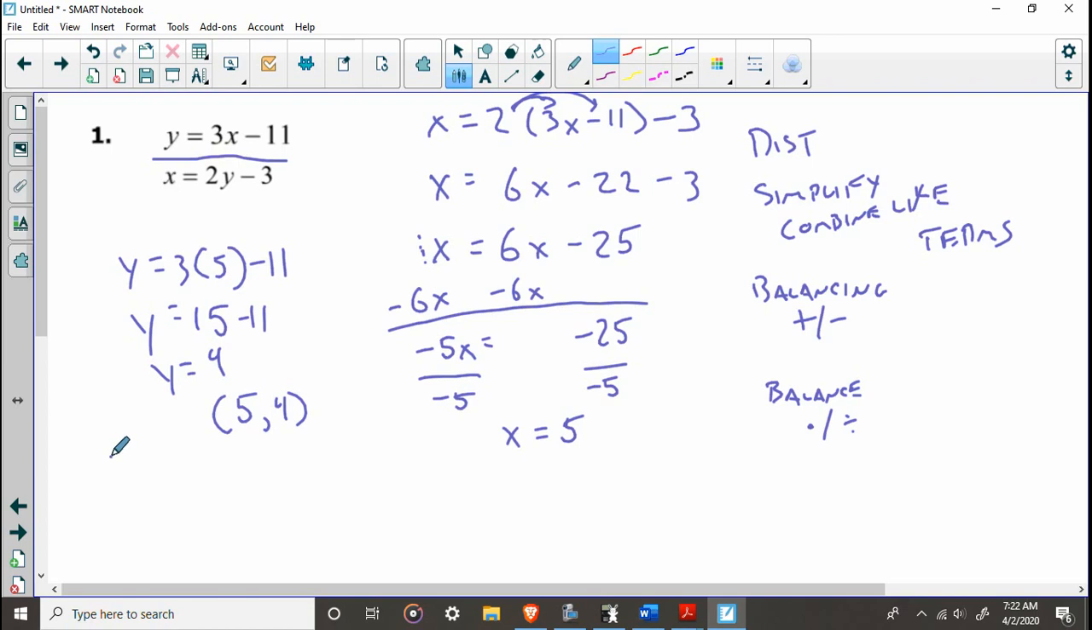If we wanted to check, let's plug into the other one. I'm going to plug in x is 5. So x is equal to 2y minus 3. Say x is 5 and y is 4. Two times 4 is 8. Is 8 minus 3 5? Yes, it is. So we're good right there. Again, tailor-made for you to do the substitution method.